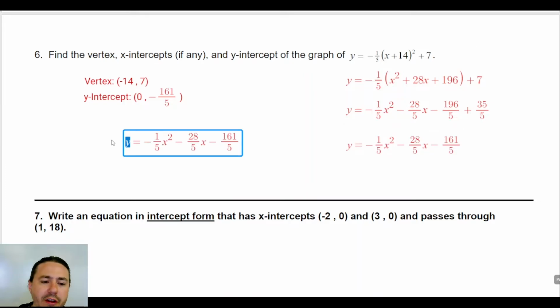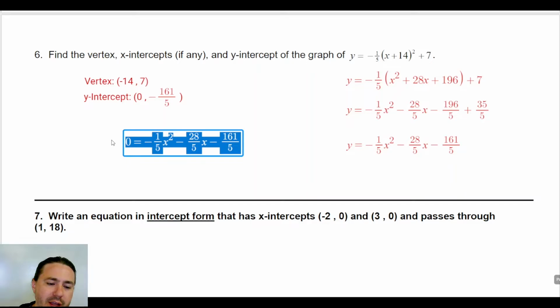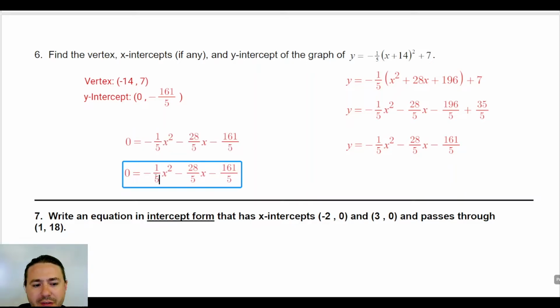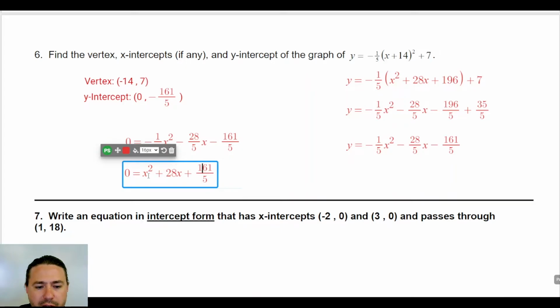Now the first step I'm going to do to really clean things up here is multiply everything by negative 5. And so this is going to be positive 1, this is going to be positive 28. You can see it cleans up real nicely here. And then we got a positive 161.